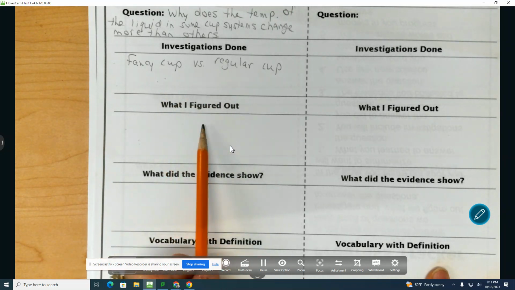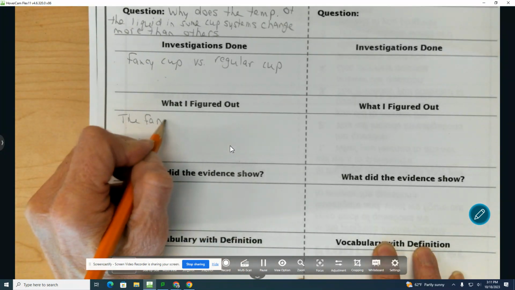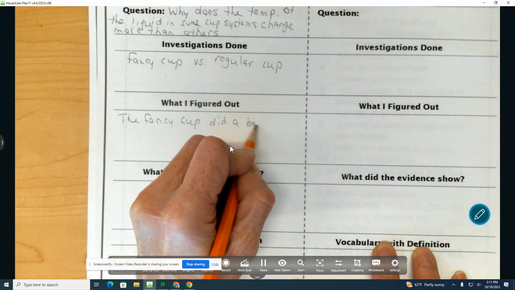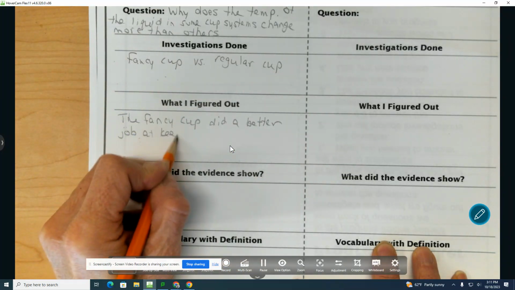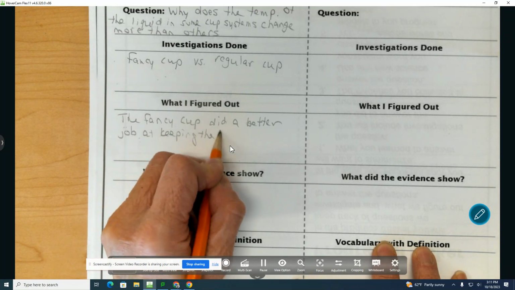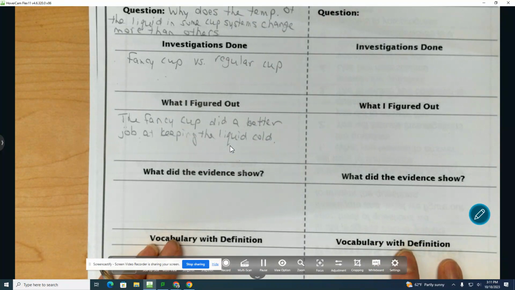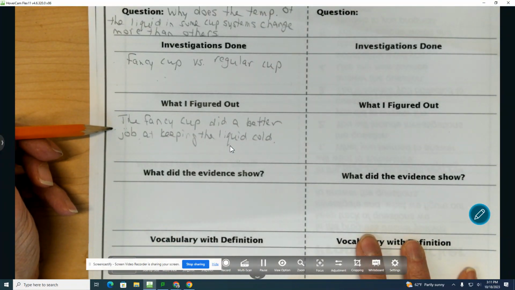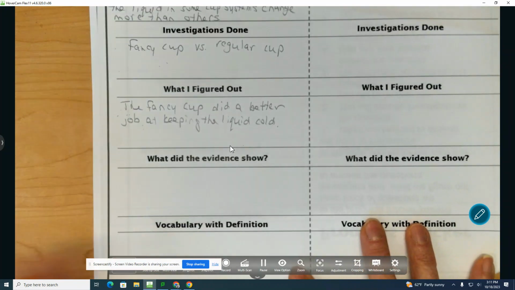Okay, so what did we figure out? We figured out that the fancy cup did a better job at keeping the liquid cold. Another way that you can say this is that it took less time for the regular cup to increase in temperature than the fancy cup. Okay, so what did the evidence show?